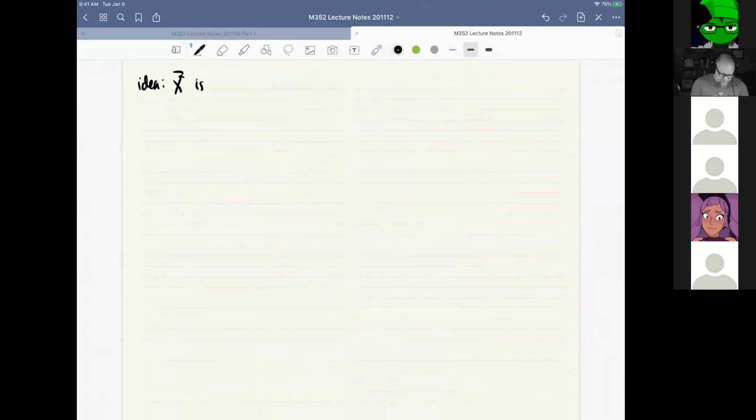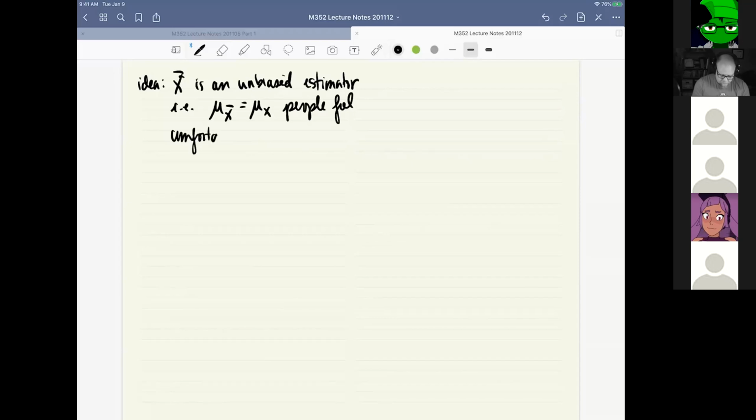Because the sample mean is unbiased for a population mean, i.e. that means the mean of our estimator is actually the mean of our population, people feel comfortable exchanging X bar and mu freely and without warning.